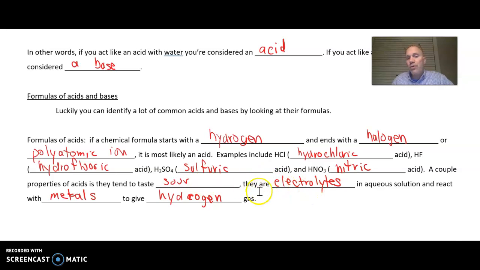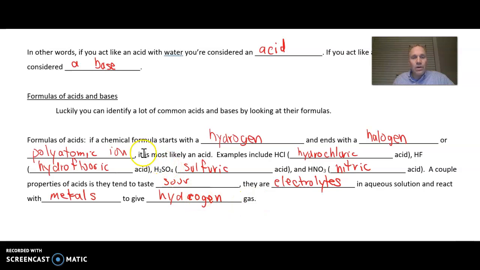Another property about acids is that they tend to be electrolytes in aqueous solution. So if you take an acid and you add it to water, you increase the amount that water would conduct electricity. But acids also tend to react with metals to give off hydrogen gas.